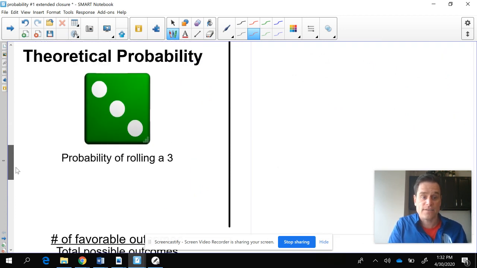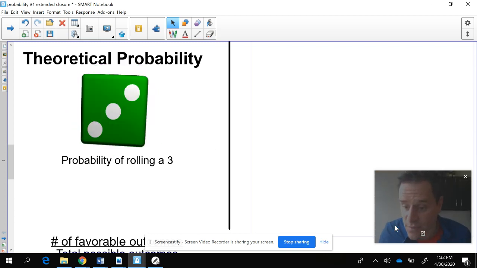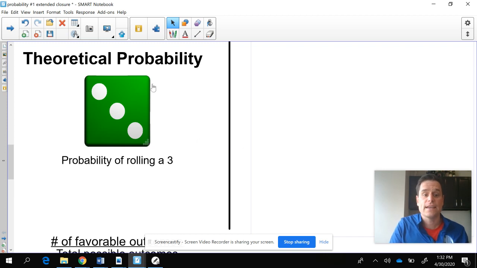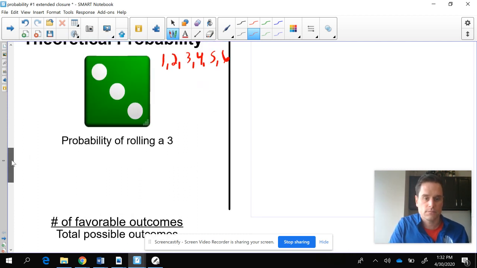All right, last but not least, we have this number cube right here, or we can call them dice. If I spin this, what's the probability that I'm going to get a 3? Well, you should know that when you roll a number cube, we're supposed to say number cube, there are 6 possible outcomes: 1, 2, 3, 4, 5, 6. And there's only one 3, right? So the probability of rolling a 3 is 1 out of 6.